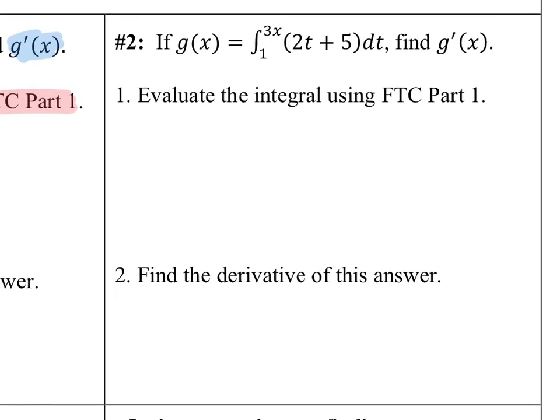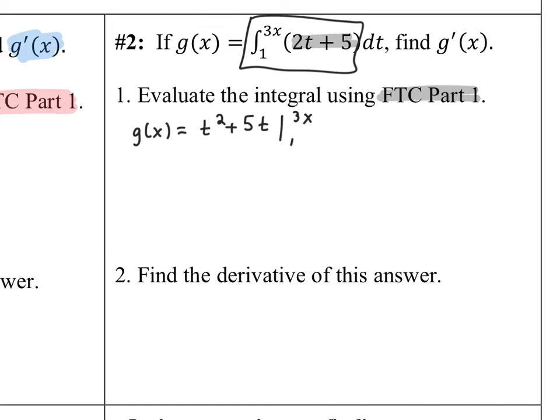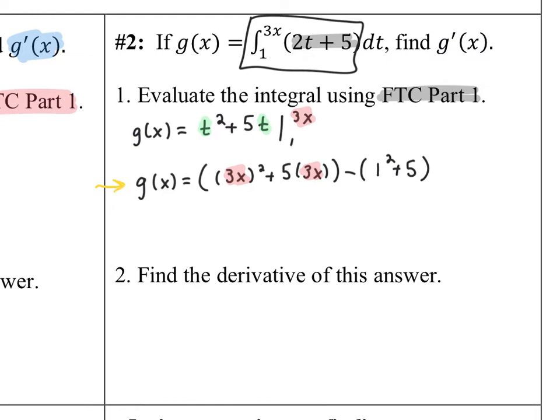In this one, I'm going to do it the same way. Let's first find what g of x is. I'm going to evaluate this integral using the fundamental theorem, part 1. Let's first find our antiderivative of 2t plus 5. Here is my antiderivative, t squared plus 5t. I'm now ready to take my upper limit of 3x and plug it in for my t's. And now I have this as my g of x expression. I'm going to simplify what's in the parentheses a little bit. So here is my g of x, and all I've done is evaluate that integral.